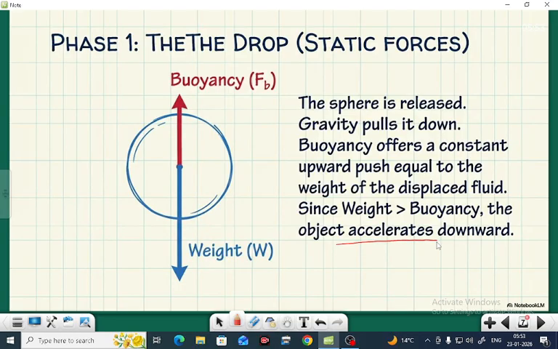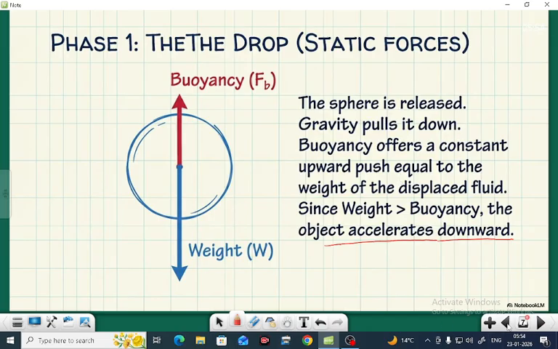We know this according to Archimedes principle, right? The sphere is released, gravity pulls it down, buoyancy offers a constant upward push equal to the weight of the displaced fluid. Since weight is greater than buoyancy, the object accelerates downward. We see why this is equal.